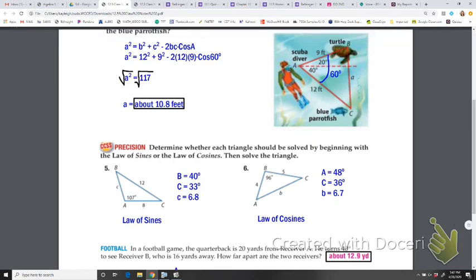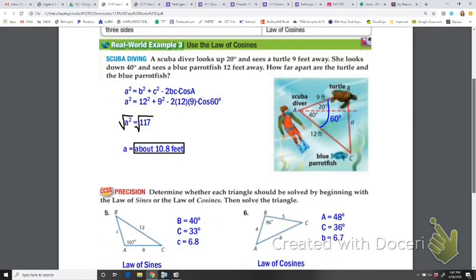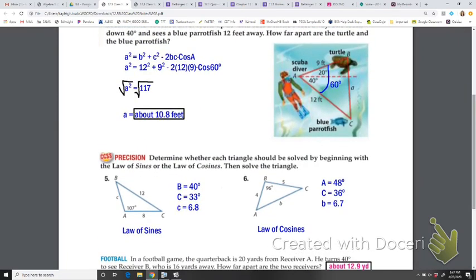Number 6, we were given two side lengths and the included angle. So if you go up to the top, two side lengths and their included angle is starting with the law of cosines. And you would want to use the one that had cosine capital B at the end, since B is the one that you know. And there are the three other parts of that triangle, the two angles and the missing side.